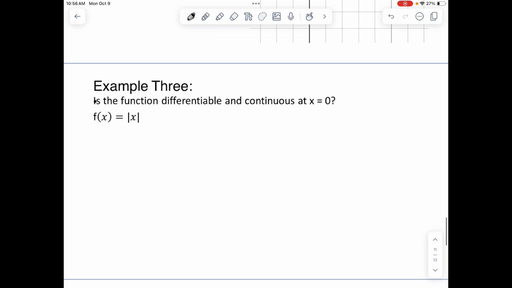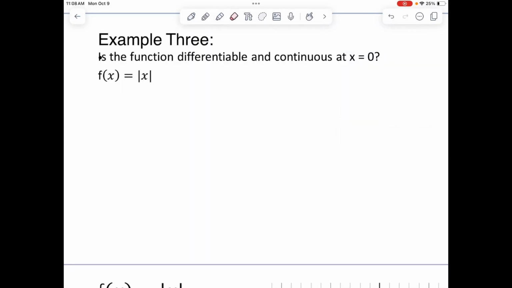Okay, we have one more. Our last example, example 3: is the function differentiable and continuous at x equals 0? So this is an absolute value function, and one thing that you might not really know about absolute value functions is you can actually represent them using a piecewise function. That's not really necessary if we're just trying to find the continuity of the function, but it is going to be necessary if we're trying to find whether it's differentiable or not.